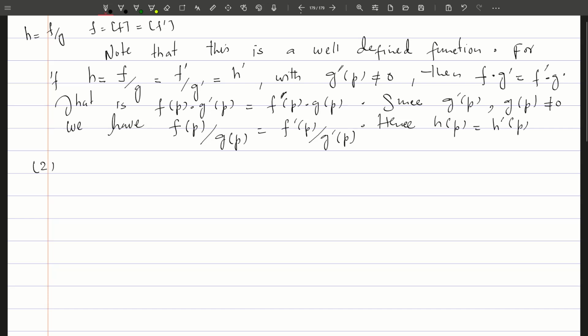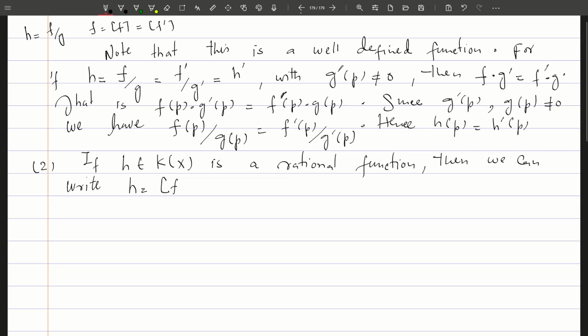Now we have one more remark here. Suppose h is a rational function on X. Then we can write h as the class of f over the class of g, I mean the coset of f over the coset of g, with f and g being elements of the polynomial ring, and g is a non-zero function.